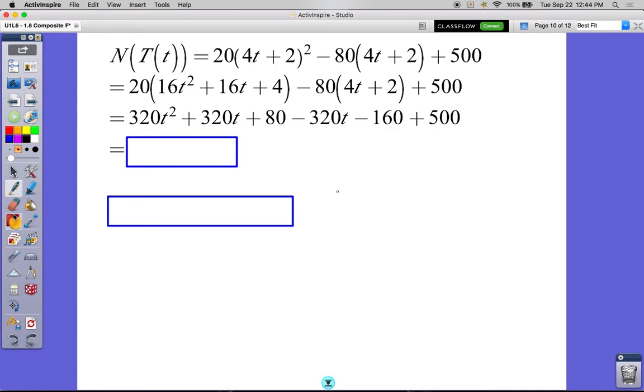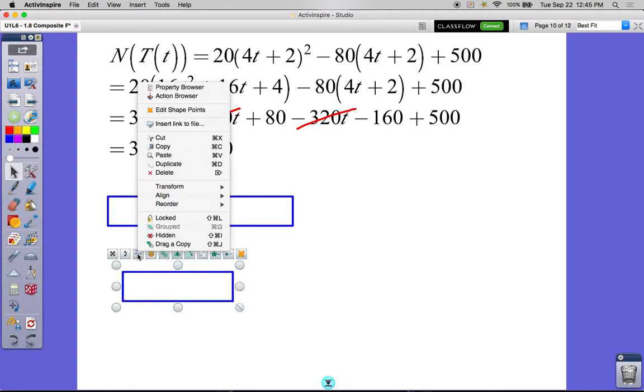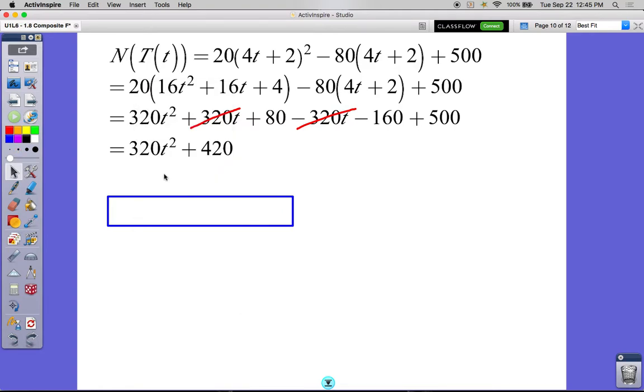Very conveniently, we notice plus 320 minus 320. That was nice of them. And so 320t squared plus 80 minus 160 plus 500. So 580 minus 160, might be easier to do it that way. And so this is our new composition. That is the number of bacteria in the food after so many hours.